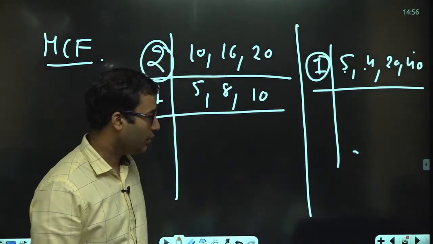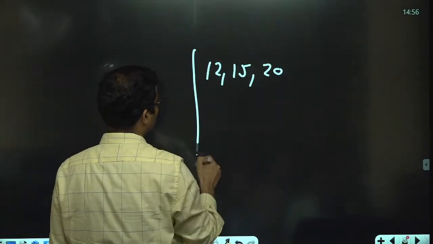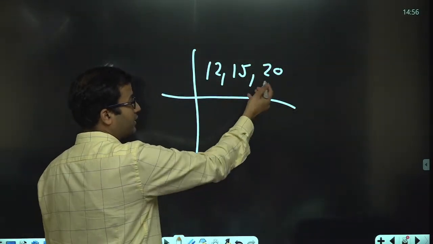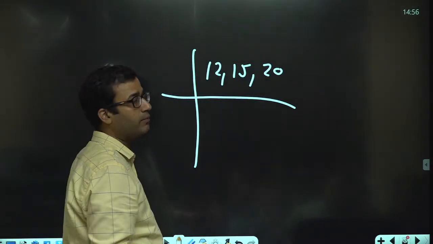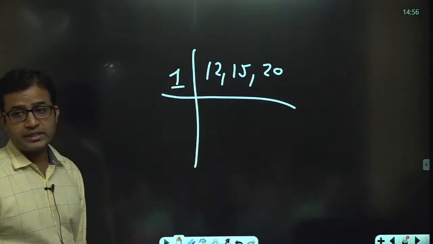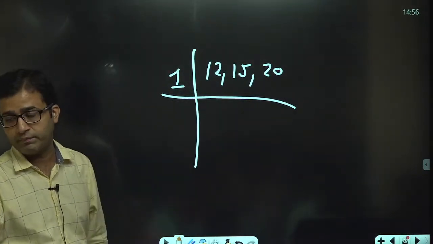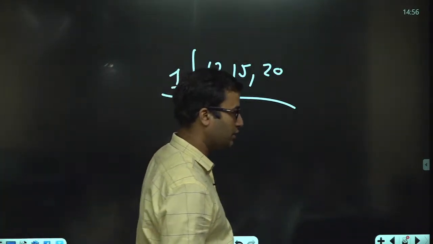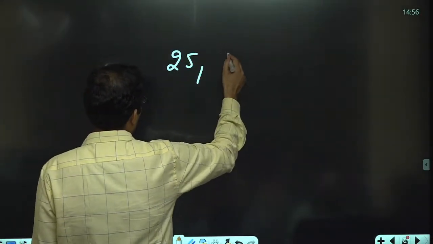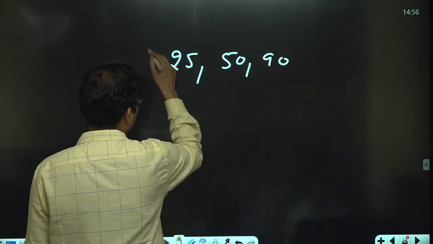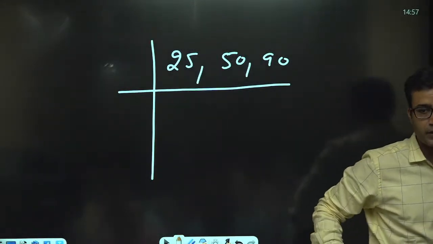You stop. The best example is 12, 15, 20. It has 3 common, it has 5, it has 4, but all 3 numbers don't have any number other than 1 common, so 1 is the HCF. So what is the HCF of 12, 15, 20? 1. Because we don't have a common factor from all the 3 numbers. It has to be common from all the 3 numbers. Now 25, 50, 90. Take your time, tell me what is the HCF of 25, 50, 90.